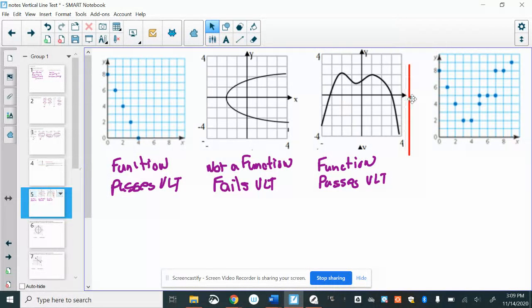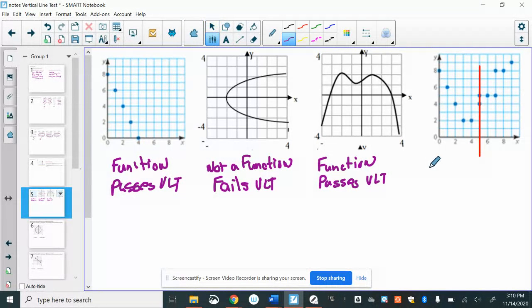So I take this piece over here and go through each dot. You have to make sure that it only passes through one at a time. So far we're good. Then I get to this spot right here. As soon as you hit one spot where it hits more than one, it is not a function, and it fails the vertical line test.